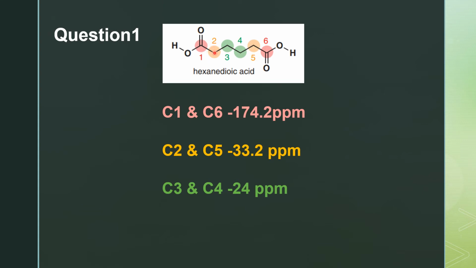And the next one is C2 and C5. These two carbon atoms are similar, which are attached to the C double bond O. It's not directly attached to the oxygen atom, so it is slightly above. So it is 33.2. And the next one, these two are the same, and that is 24 ppm. If only CH3 is there, that will come around 19. And then it keeps moving upward according to the nearby atoms. The range will keep on moving upward.